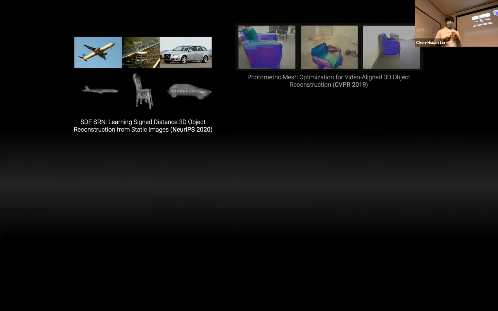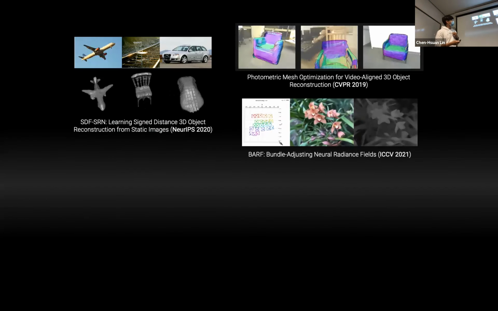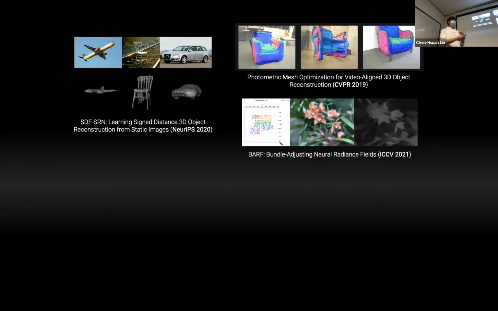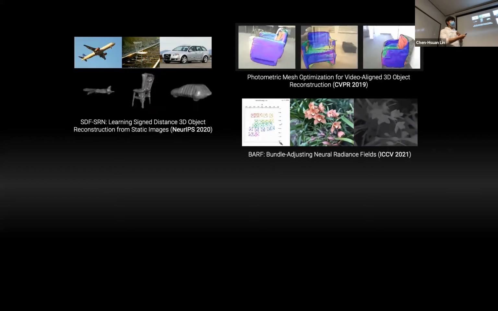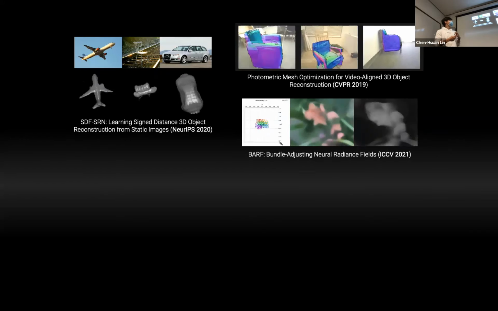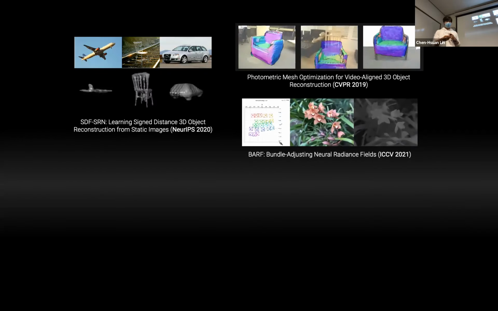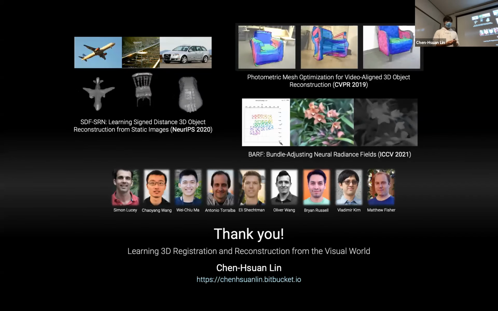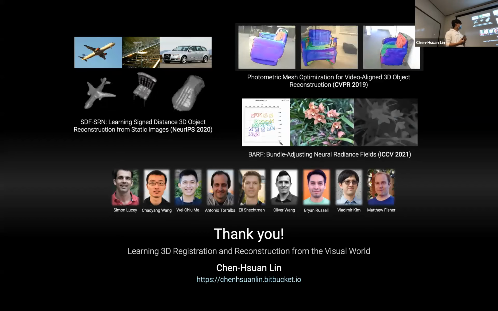Yeah, so I've talked about how we can learn shape reconstruction from static images, and how we can utilize these different priors of shapes and also rendering priors to recover dense geometry structures from image and video sequences here.